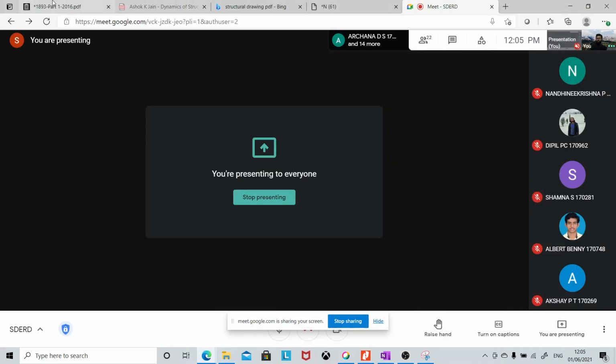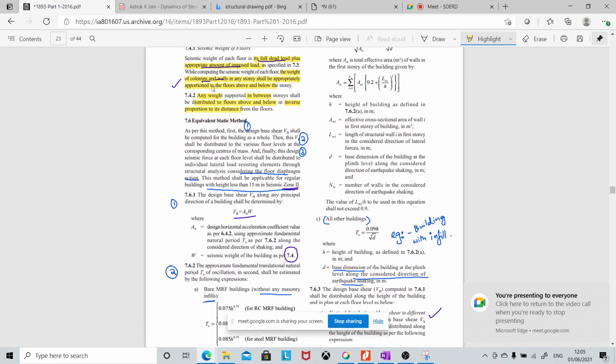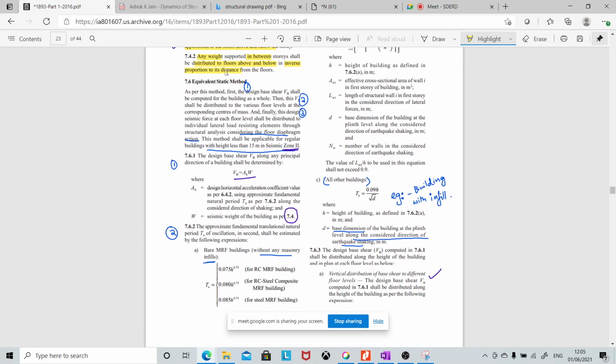So briefly reviewing what we have to do. This is the step equivalent static method. Clause 7.6 will give you the steps that are required to find out this thing. Okay. So how do we have to do it? What we have to do first is calculate the design base shear.